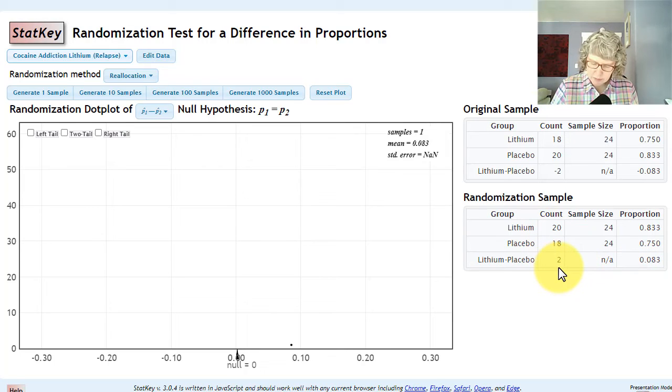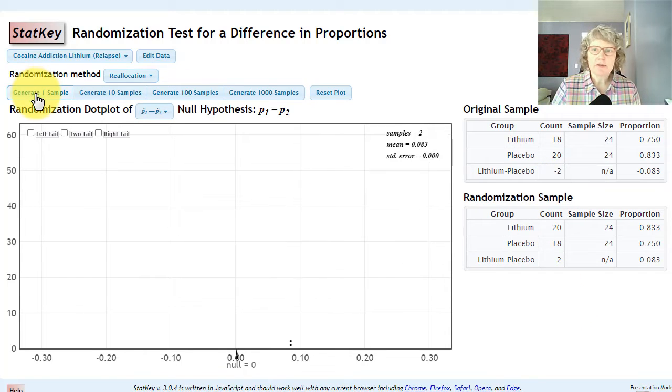Oh, okay, it's subtracting the two proportions. That's where it's coming from. So it's taking 0.8333 minus 0.750, and the difference in the proportions is right there. Okay, so it's a positive difference because the lithium was higher, versus in our original sample, it was a negative difference because the placebo was higher. And remember, smaller is better in this case. We don't want to have a relapse, if at all possible.